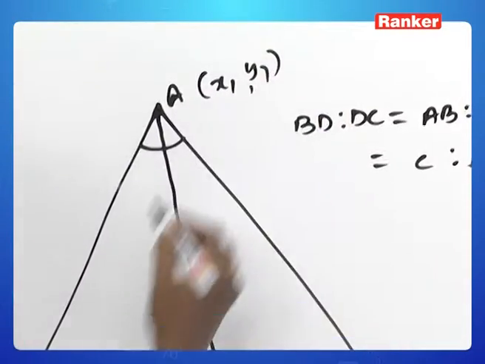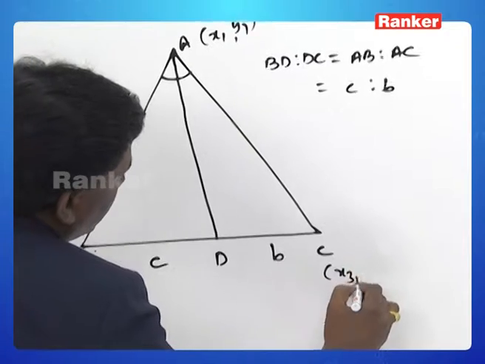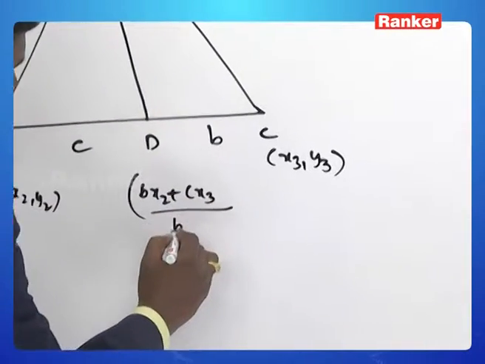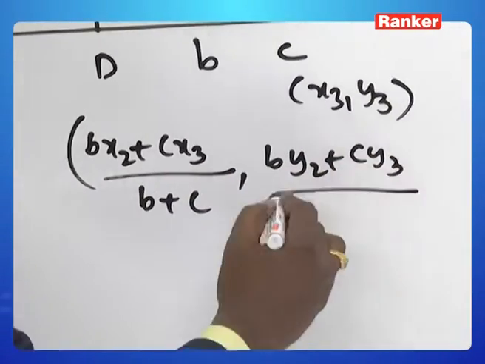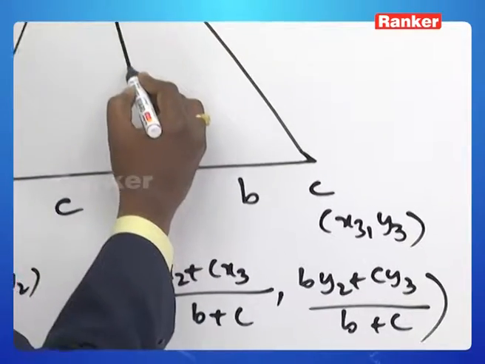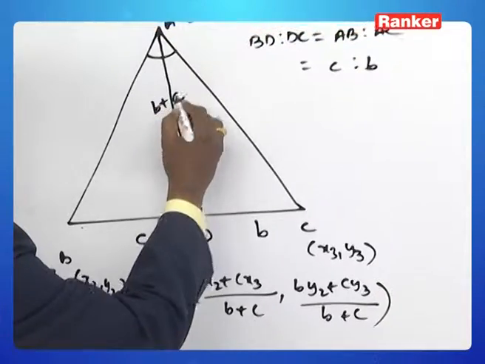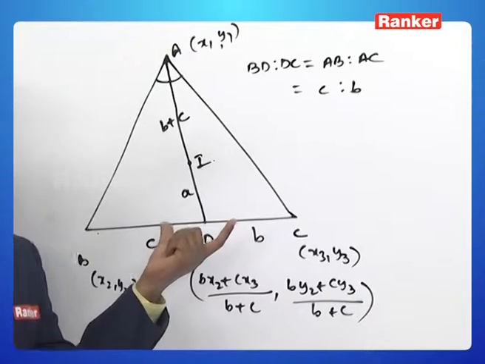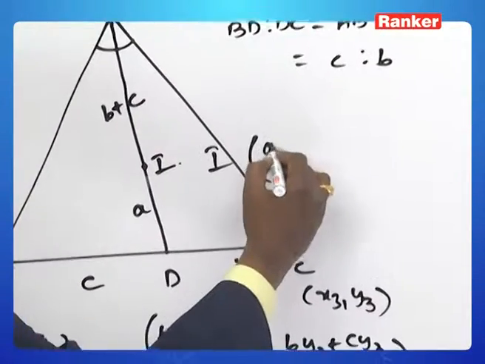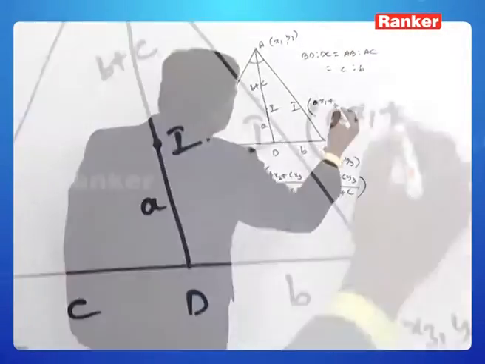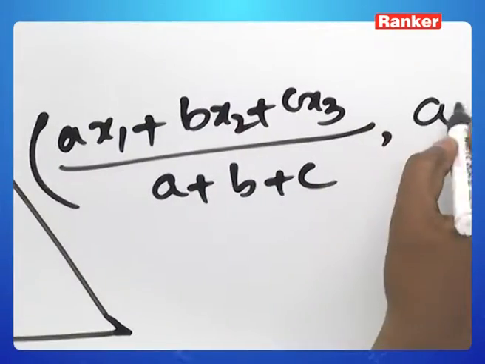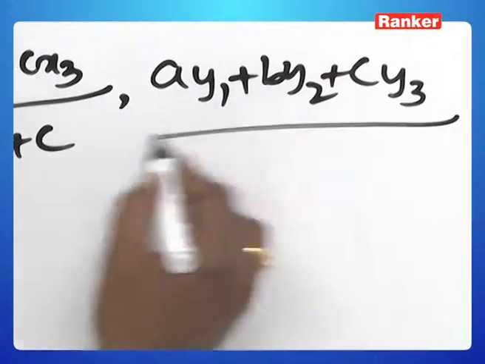If the coordinates of these vertices are x1, y1, x2, y2, and x3, y3, then the coordinates of D we can prove as (bx2 plus cx3) by (b plus c), (by2 plus cy3) by (b plus c). Now, on this internal bisector AD, somewhere if we choose I, we can show that it divides it in the ratio of b plus c is to a. Applying the section formula with b plus c is to a, the incenter formula comes as a x1 plus b x2 plus c x3 by a plus b plus c. Similarly, the y coordinate is a y1 plus b y2 plus c y3 by a plus b plus c.